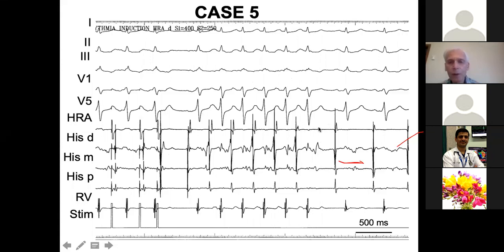By the way, Nishant, does my pointer show up? Yeah, we can see your mouse moving there.